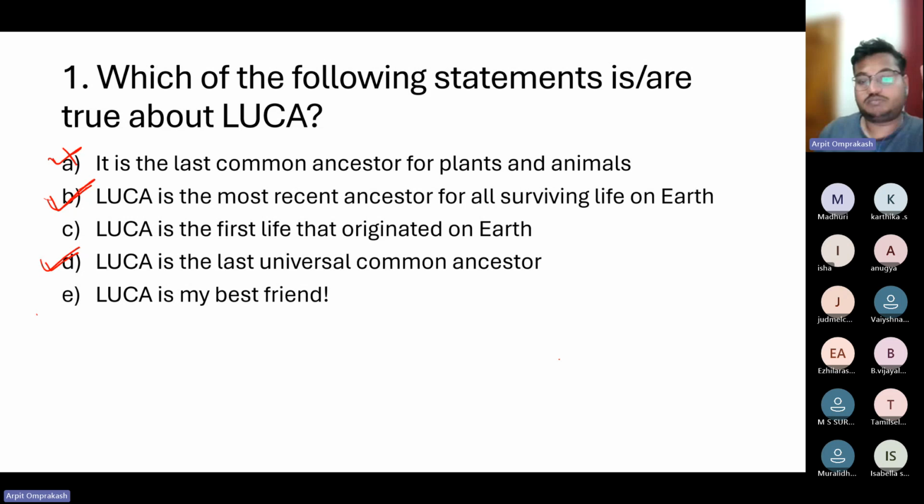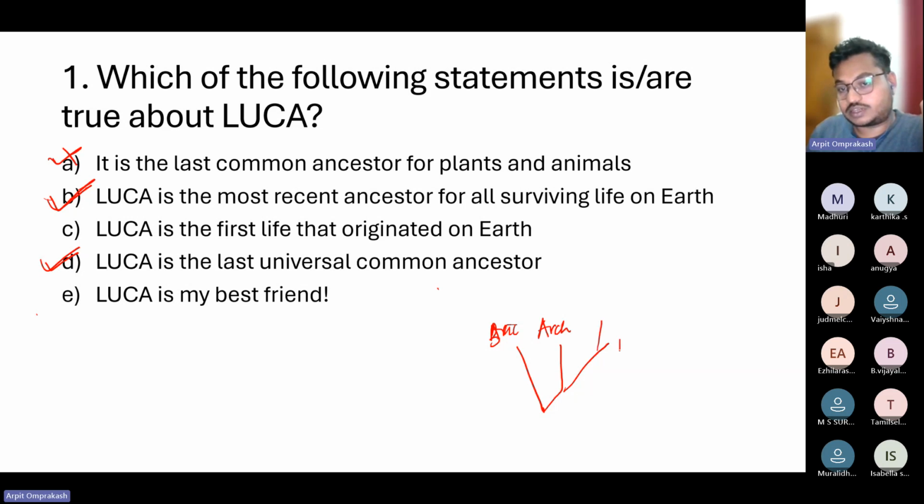So basically we have a tree like this, where we have bacteria, archaea, and let's say we have plants and animals. So the last common ancestor for plants and animals can be somewhere here, right? So this option A is not correct. Option B is Luca is the most recent ancestor for all surviving life on Earth.